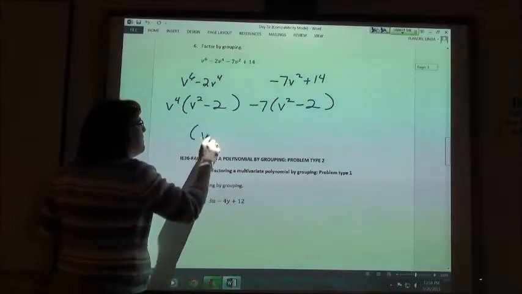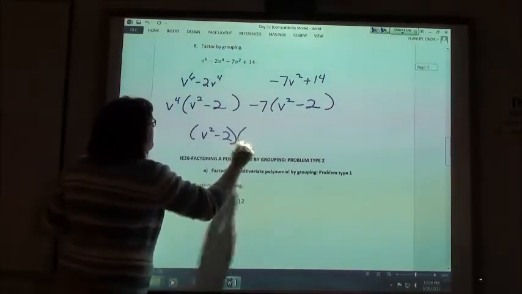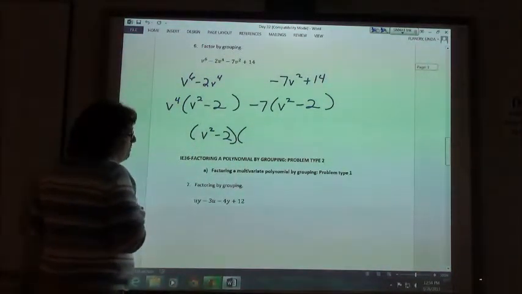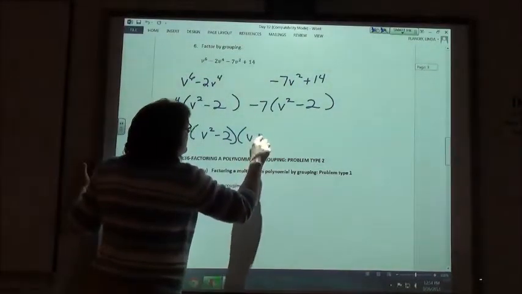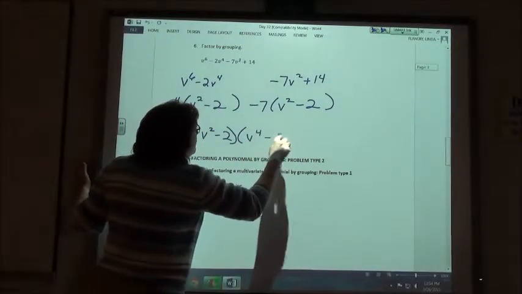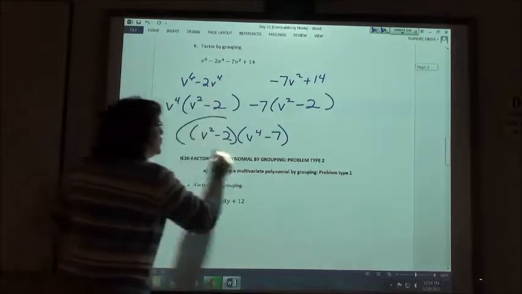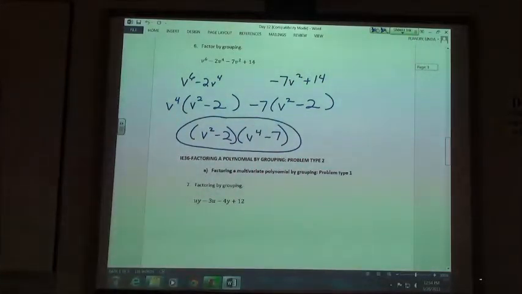And so my factors are going to be v squared minus 2, and v fourth minus 7. All right.